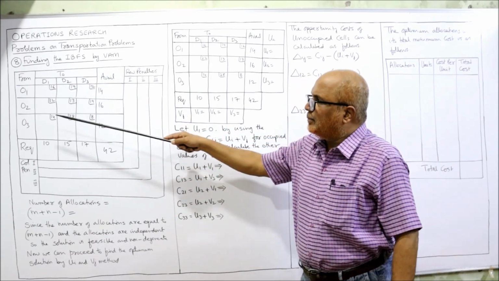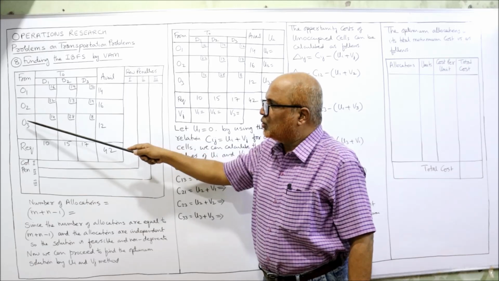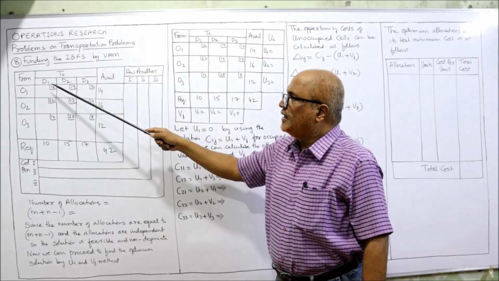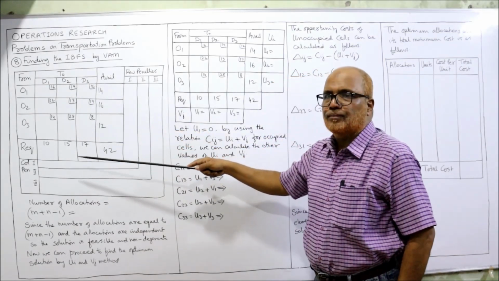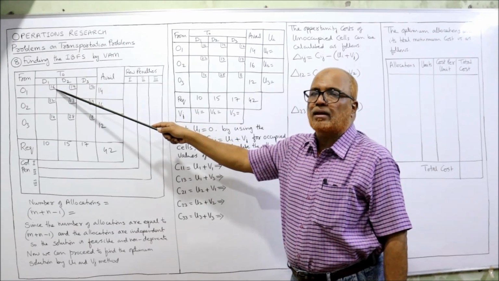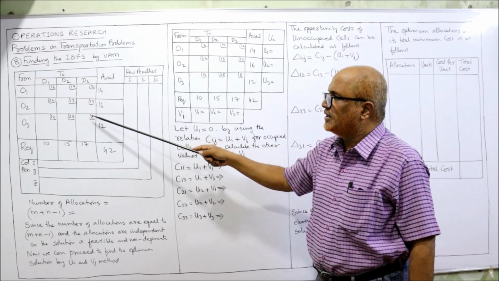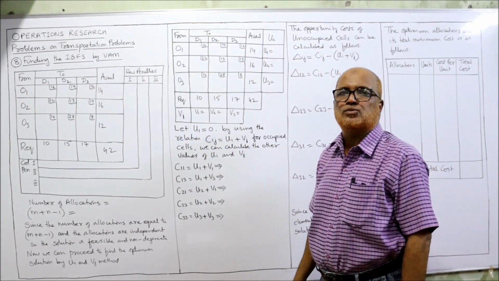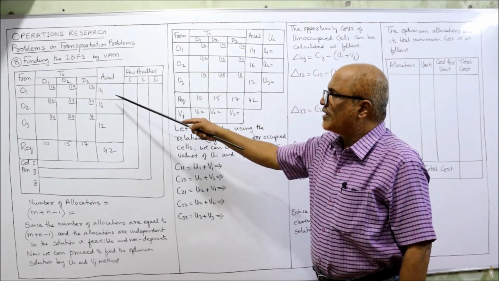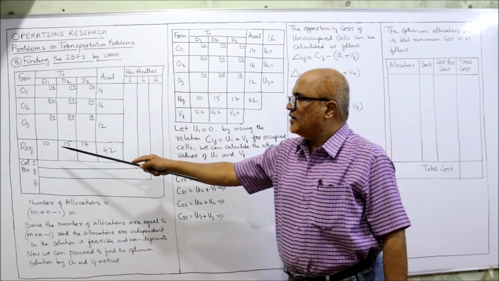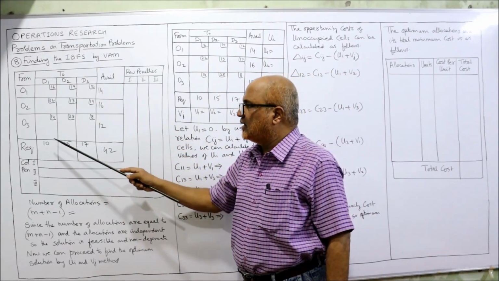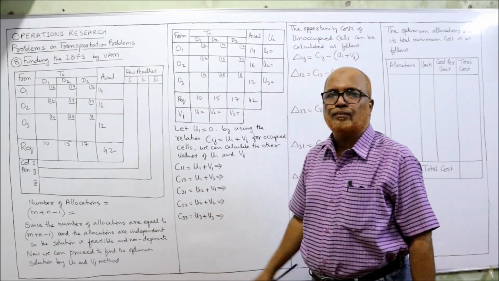So the same table, O1, O2, O3, origins, and D1, D2, D3, destinations. The unit costs I have taken in the upper right corner: 16, 22, 14, 19, 13, 28, 12, 19, 8. These are the unit costs of transport. The supply from the origins is 14, 16, 12, and the requirement at the destinations is 10, 15, 17, total 42, right?